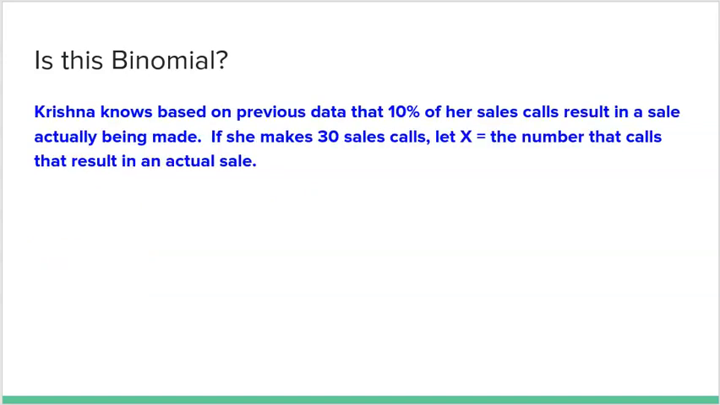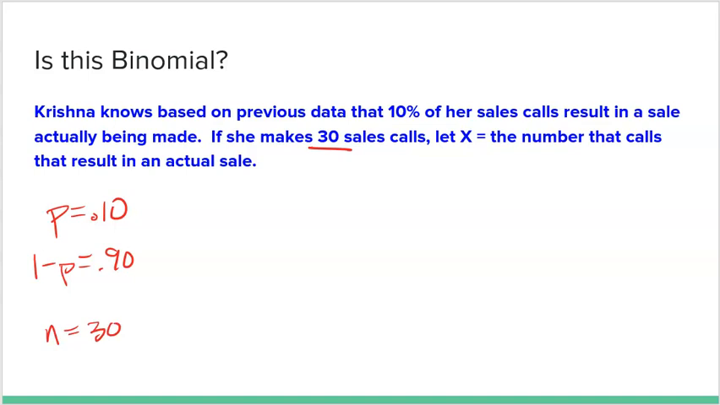All right, last example here. Christian knows based on previous data that 10% of her sales calls result in a sale actually being made. So Christian knows that she makes a large amount of calls over her history on the job, and 10% of those calls result in a sale. So the probability of success is 10%. Probability of failure, 90%. It does tell us that she's going to make 30 calls, and we're going to look at the number of calls that result in a sale.